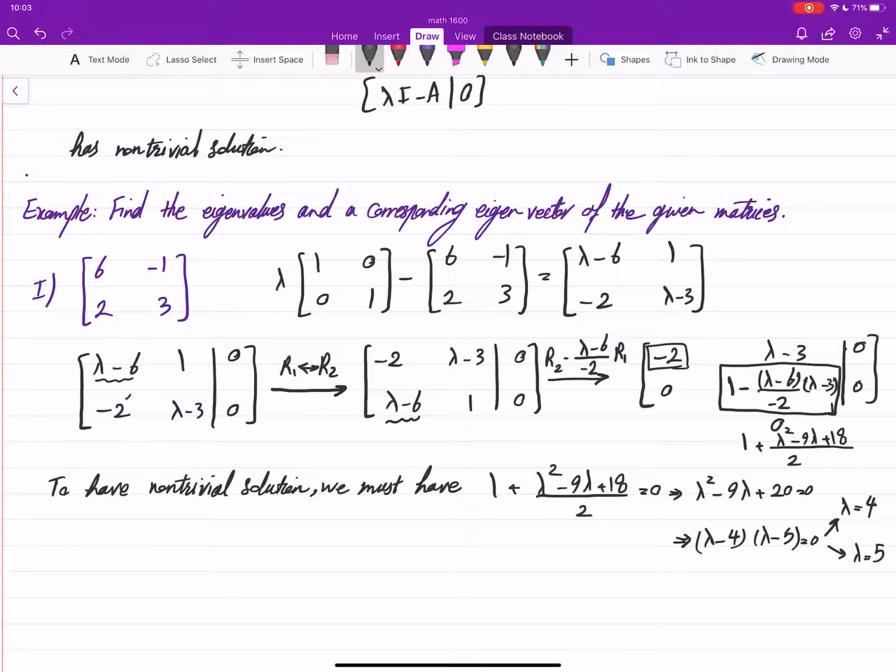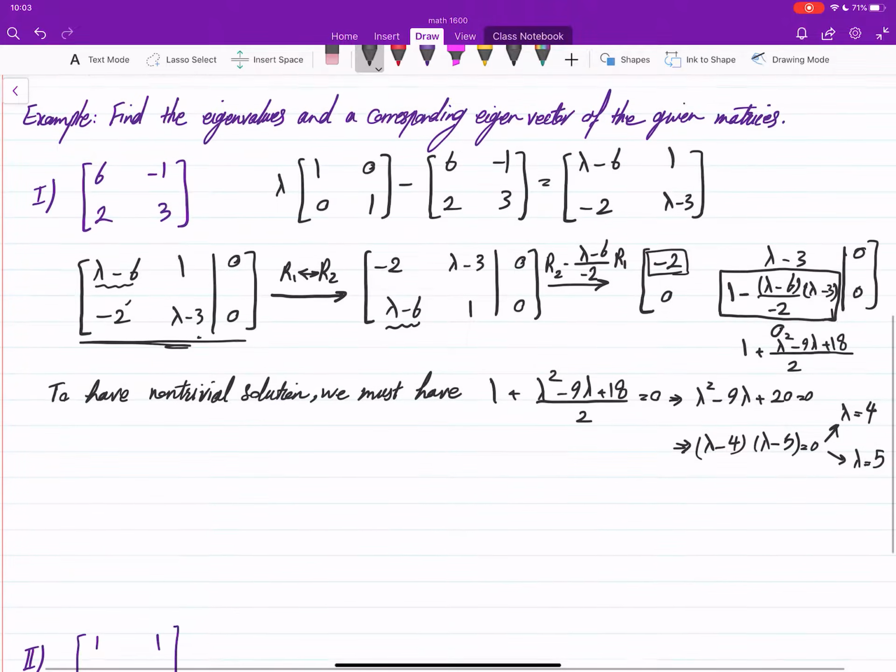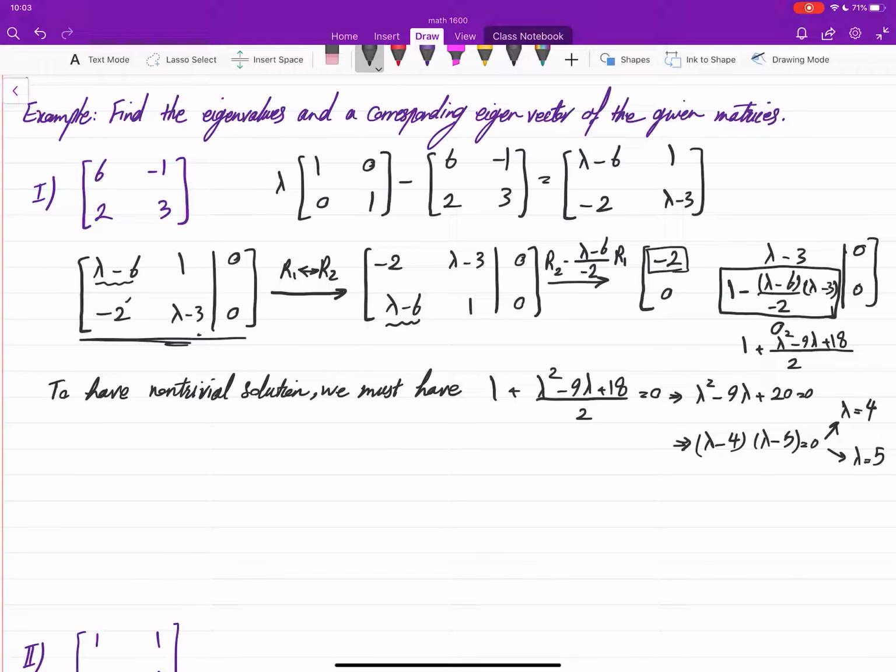And that is how we find eigenvalues. If lambda is 4 or lambda is 5, the system [lambda I minus A | 0] is going to have a non-trivial solution. Okay, so these are the eigenvalues. Lambda equal to 4 or 5 are eigenvalues of the given matrix. Very nice. How about eigenvectors?